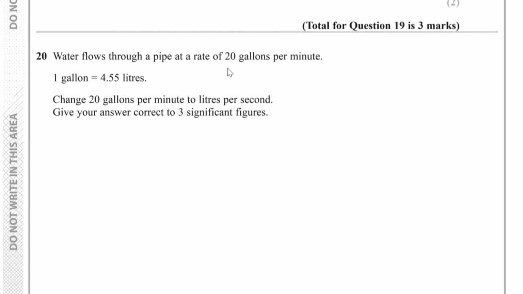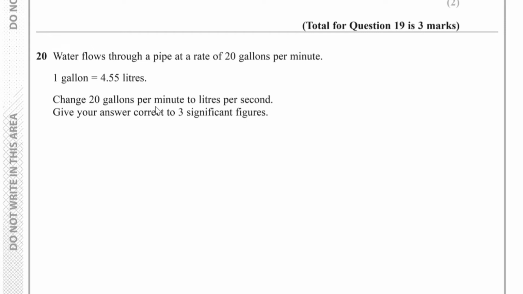Question number 20. Water flows through a pipe at a rate of 20 gallons per minute. 1 gallon is equal to 4.55 litres. We have to change 20 gallons per minute to litres per second. Give your answer correct to 3 significant figures. Well, we want to convert gallons per minute to litres per second.